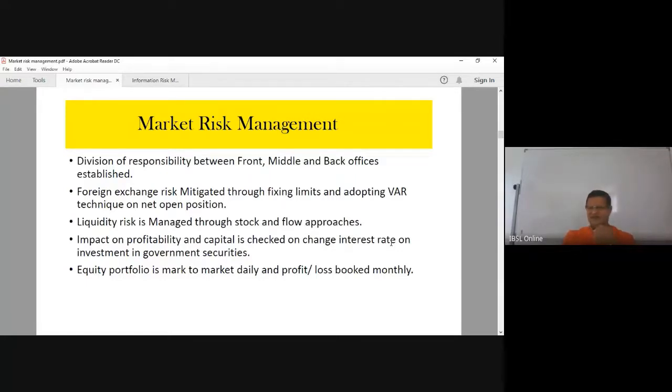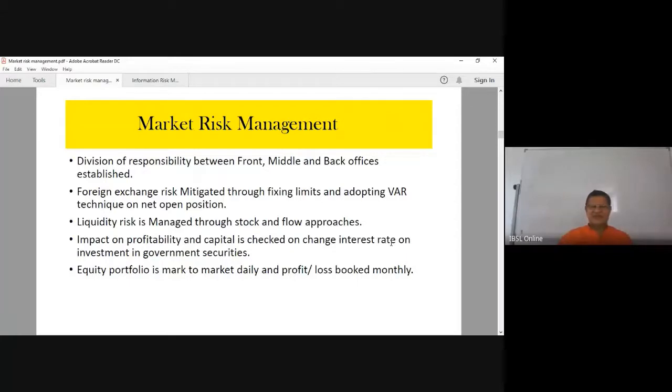The next one is liquid risk. I will have separate sessions on that. Central bank those days, they have asked us to use these stock and flow approaches, but now I think the Basel 3 has come, so we will discuss these approaches as well as Basel 3 when we discuss liquid risk.